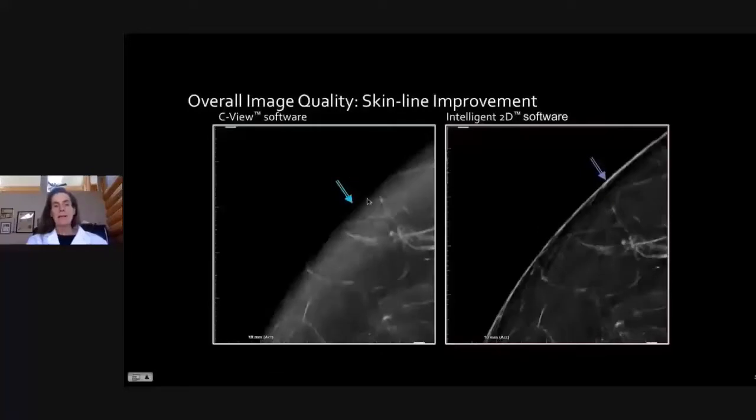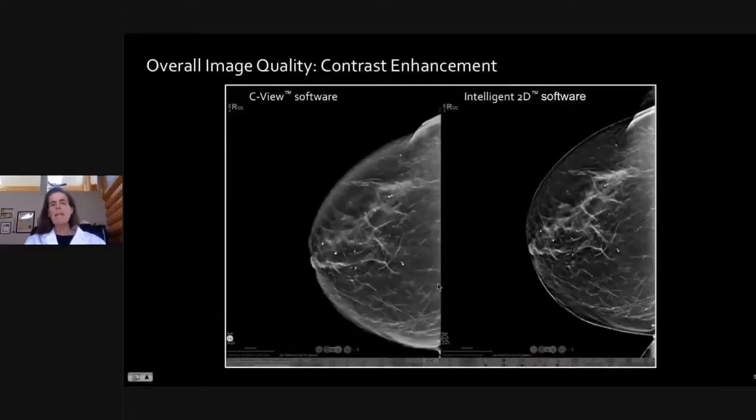And here's just a highlight example. Really, we're losing where the skin line actually is. And with the intelligent 2D, you can clearly see how sharp and crisp the skin line is. And just the overall contrast. When you look at the overall contrast in the C-View versus the intelligent 2D, you see how much darker the fat is. And that's really more in alignment with what we were used to with our full field digital images back in the day.